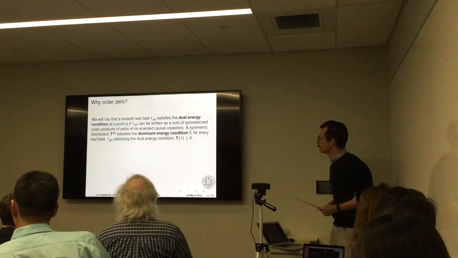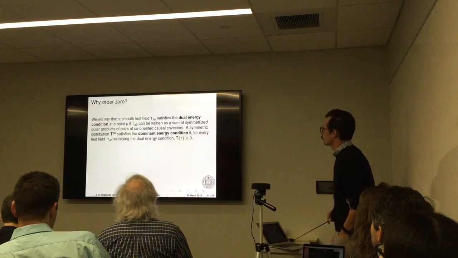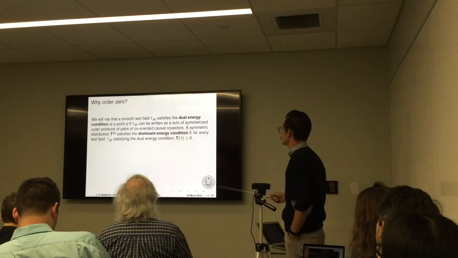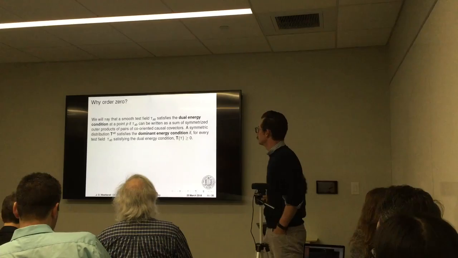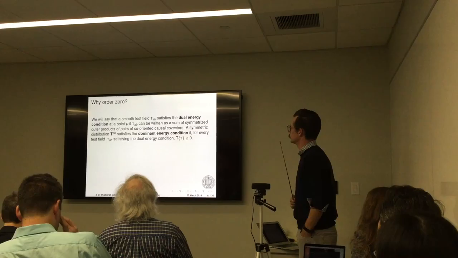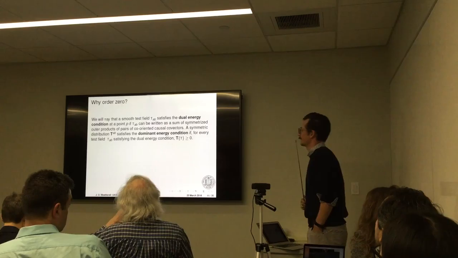We can define a notion of an energy condition for a distribution. The way we do that is by considering test fields that satisfy what I'm going to call a dual energy condition. Basically, I'm going to take test fields that can be written as the sorts of things that I would feed to the stress energy to check whether or not it satisfies the dominant energy condition. So these are going to be compactly supported smooth functions that can be written as a sum of symmetrized outer products of pairs of co-oriented causal covectors.